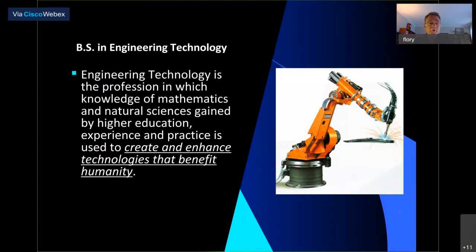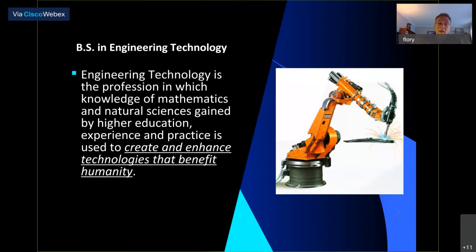If you go on the internet or go to reference material and look up things like what is engineering technology mission, any of those types of things, you can find several different presentations or explanations. But I think this one is as appropriate or more so than any of them: engineering technology is the profession in which knowledge of mathematics and natural sciences gained by higher education, experience, and practice is used to create and enhance technologies that benefit humanity.